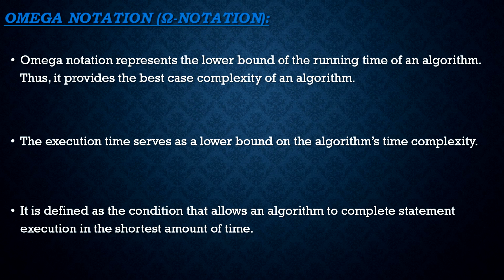Omega notation. Omega notation represents the lower bound of the running time of an algorithm. Thus, it provides the best case complexity of an algorithm. The execution time serves as a lower bound on the algorithm's time complexity. It is defined as the condition that allows an algorithm to complete statement execution in the shortest amount of time. We can see this graph, and then this phenomenon is clear.